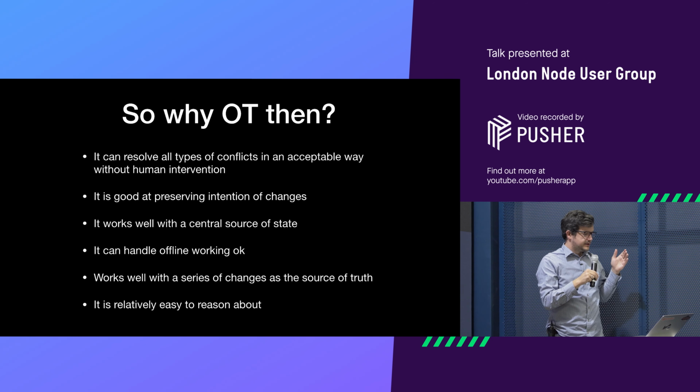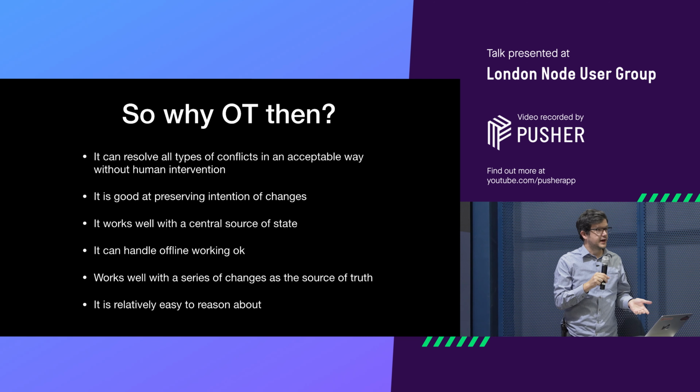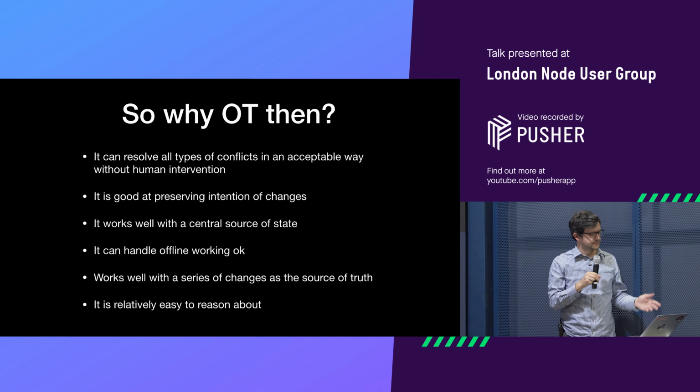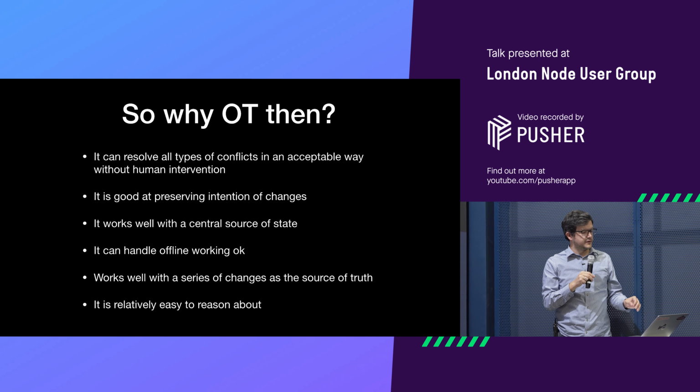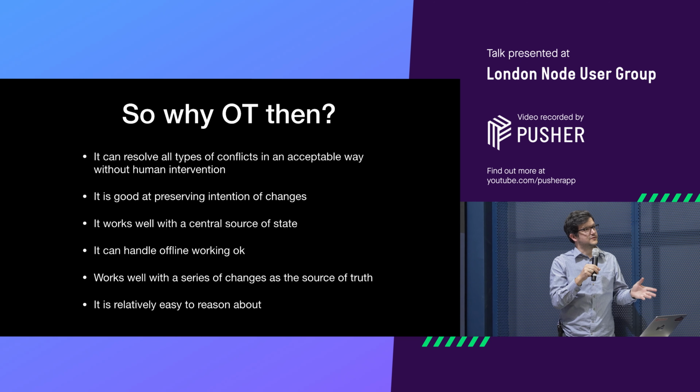So why was OT the right solution for us? Well, it can resolve all types of conflicts in an acceptable way without human intervention. And that's acceptable to us, not necessarily to every use case. It's good at preserving the intent of changes. Once again, not perfect. Human intent is going to be a bit mystic for what is essentially an algorithm.